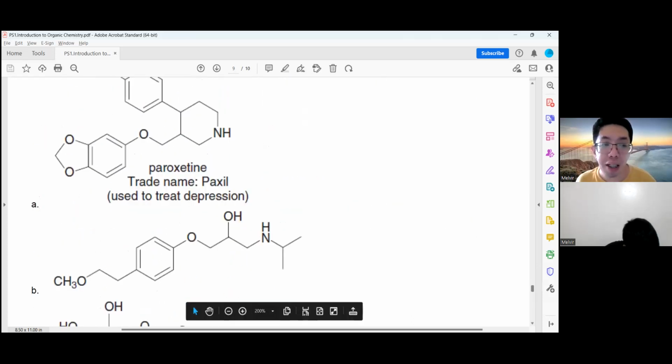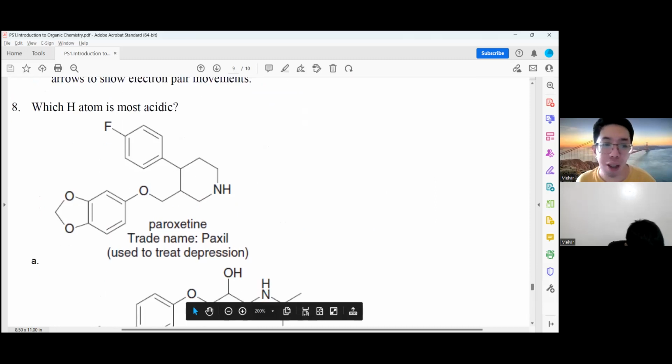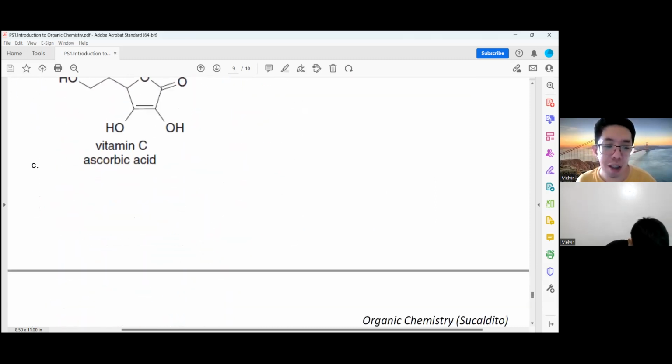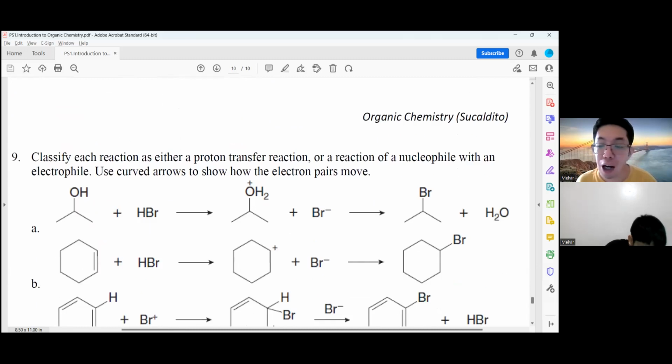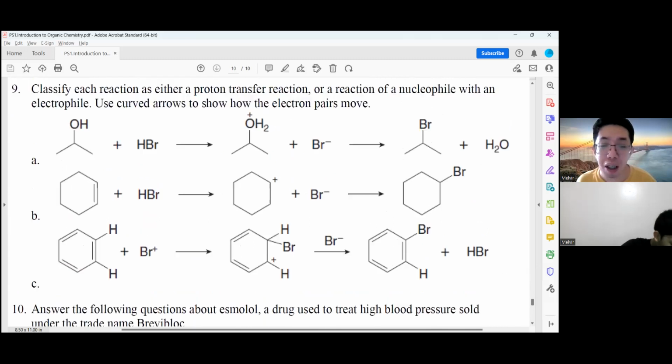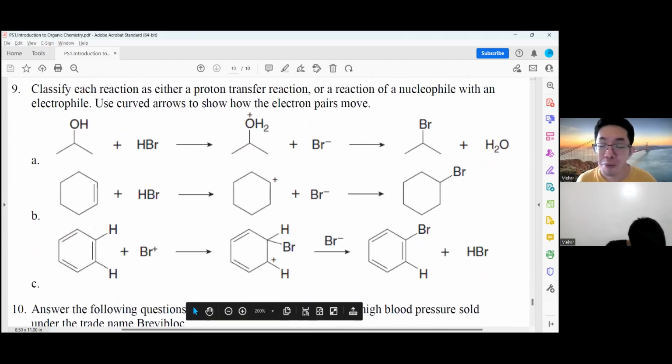Sa number 8, madali ito. Mabilis natin ito matatapos. Ano lang yung most acidic hydrogen there. Then sa 9, arrow pushing ulit. Sabi ko sa'yo, sobrang dami nating arrow pushing hanggang masanay ka. Kasi until now, mukhang hindi ka pa ganun ka-familiar sa arrow pushing, kasi kung saan-saan mo nilalagay yung mga arrows.